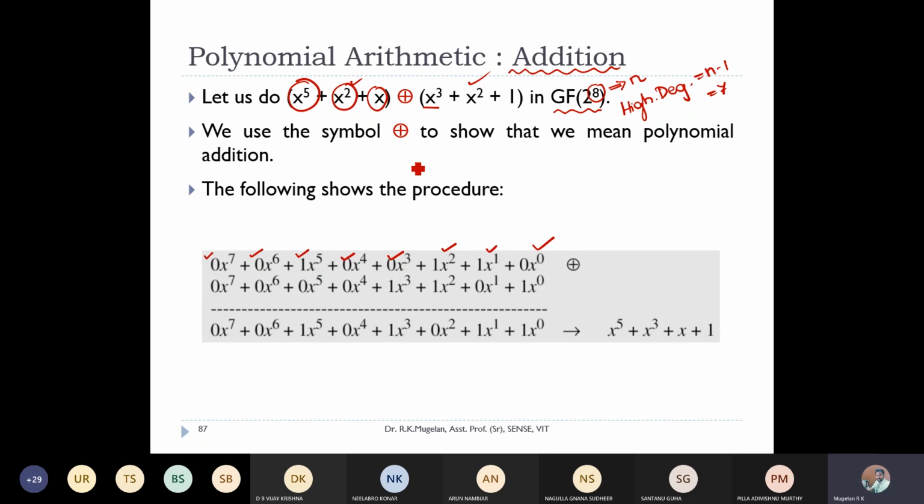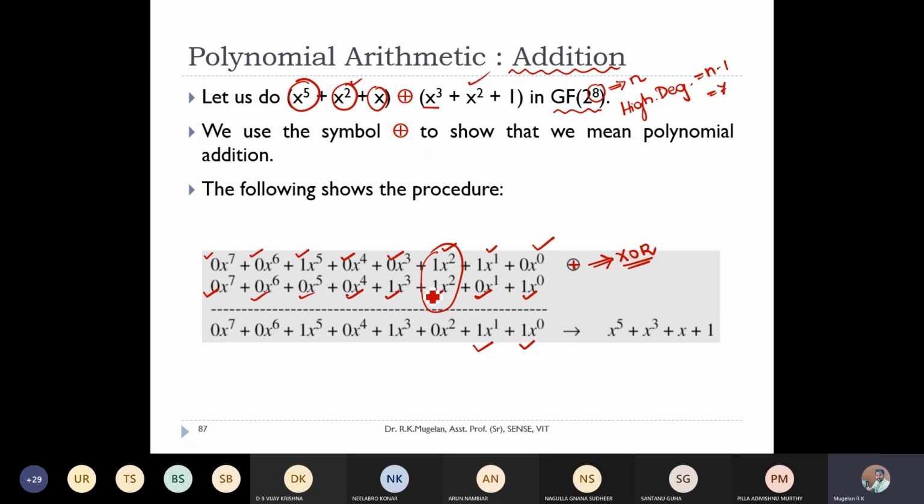Similarly here, from x power 7 to x power 4, you can see all 0 coefficients, then x cube, x square, 0 x power 1 and 1 x power 6. But whenever I say addition, as I said, we are going to perform the XOR operation. So here, 0 and 1 will be 1, 1 and 0 will be 1. Here you can see.